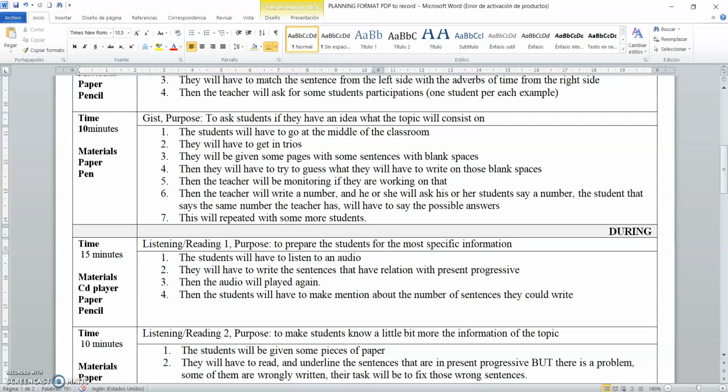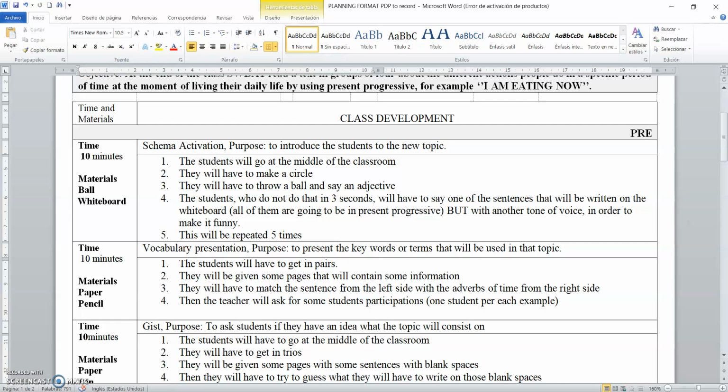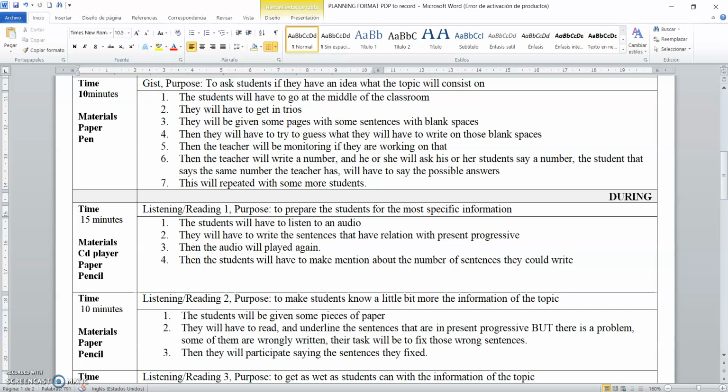And the last step for this activity, this will be repeated with some more students. Okay, we're going to pass to the other stage, which is called doing. Okay, I forgot to say that the first stage is called pre-task. No, pre-stage, and this is doing.